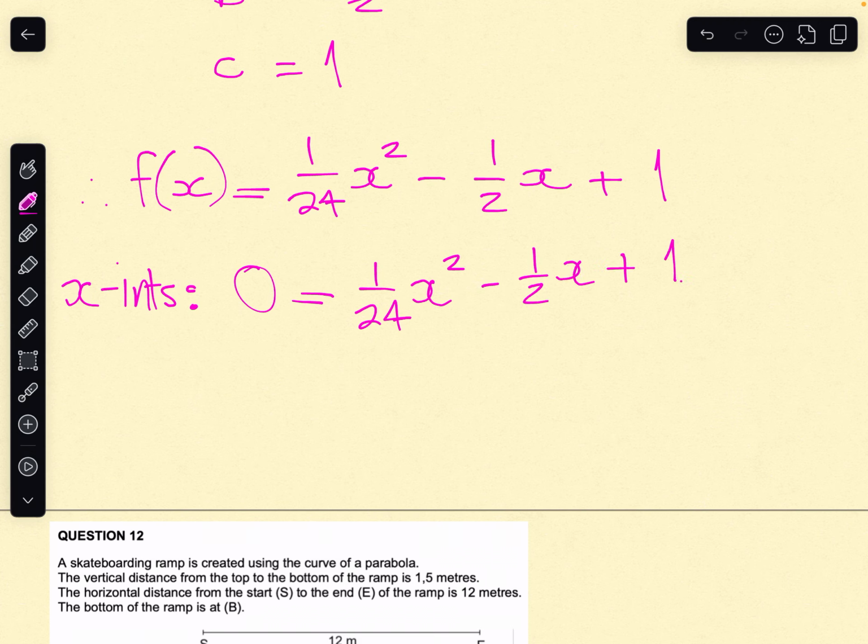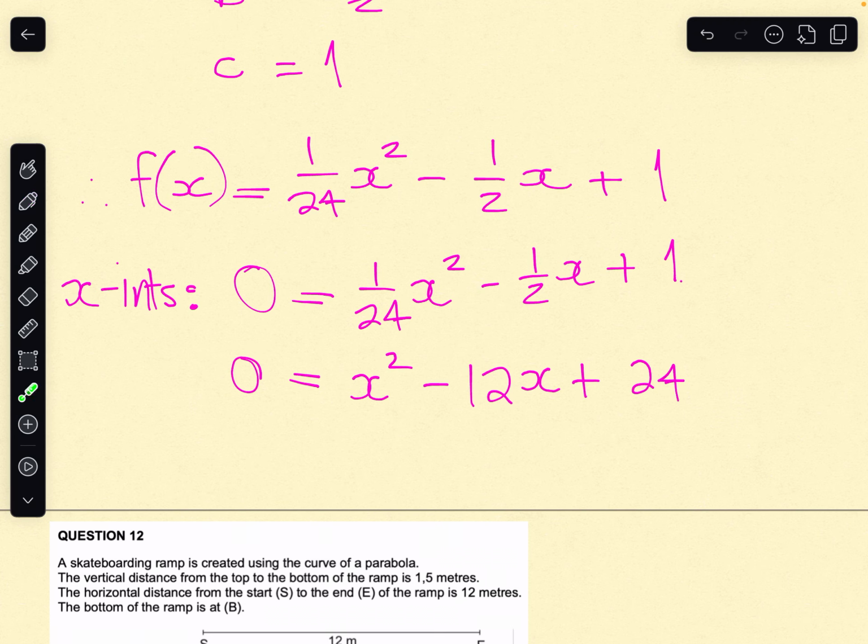In all my stubbornness, I'm still not going to use the quadratic formula. Let's see if we can get away with factorizing. I don't think we will, because they said something about leaving answers in surd form. But anyway, I'm multiplying through by 24. So I've got 1 x squared minus a half times 24 is 12, and then 1 times 24 is 24.